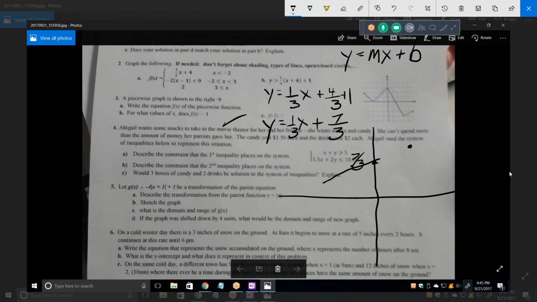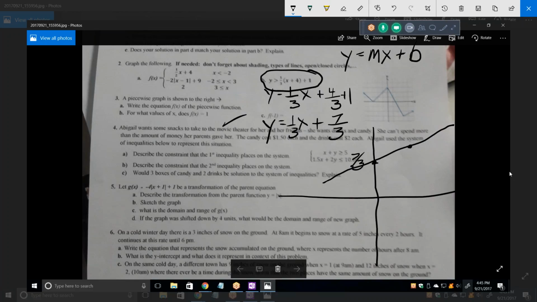Notice that slopes that are less than 1 are flatter. They're not 45-degree lines, 45-degree angles. They're flatter. That's why a horizontal line has a 0 slope. So there's my graph. Now I have one last thing to do. I got to shade one side or the other. Don't forget about shading.